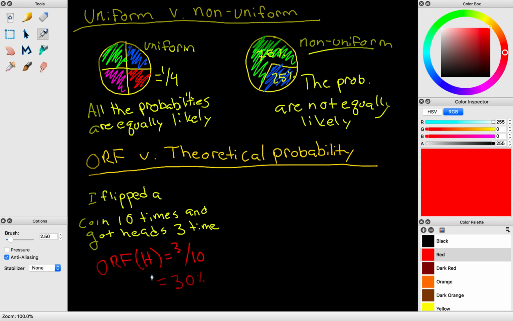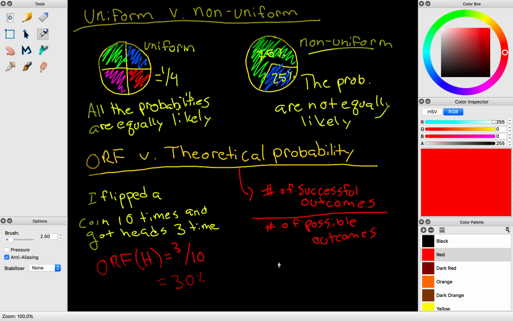But we know that if you flip a coin, you have a 50% likelihood of landing on heads. The reason we know that is because we're talking about the theoretical probability. For the theoretical probability, this is the number of successful outcomes out of the number of possible outcomes, or total outcomes.